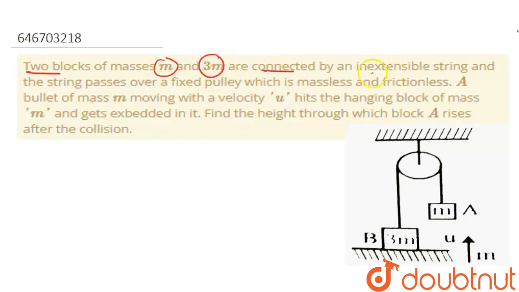Hello students, the question is: two blocks of mass m and 3m are connected by an inextensible string, and the string passes over a fixed pulley which is massless and frictionless. A bullet of mass m moving with a velocity u hits the hanging block of mass m and gets embedded in it. That means it penetrates. Find the height through which block A rises after the collision.